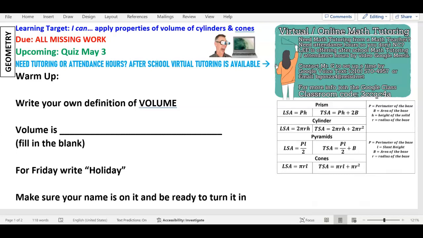All right. So, did you write your own definition of volume? Volume is the space inside of a 3D figure or a solid, space inside of something. Okay, it's three-dimensional. That's the main thing for today. You wrote holiday for Friday, and we're moving on. So, time for these notes. Let me pass these out real quick.